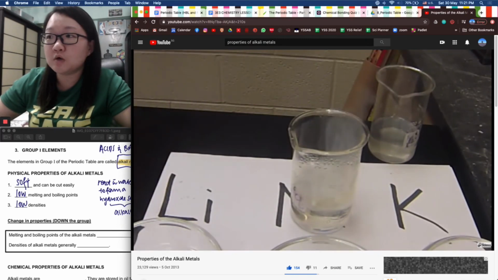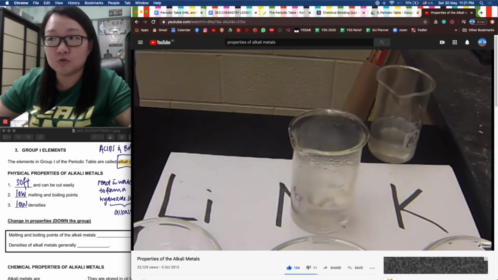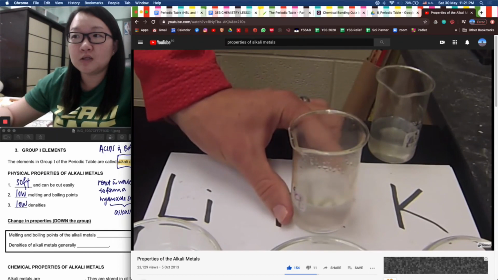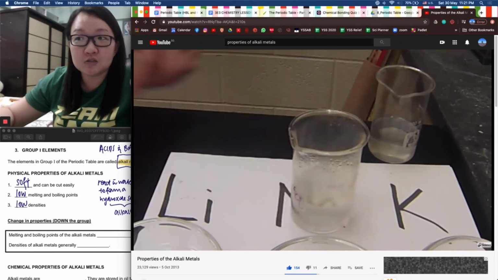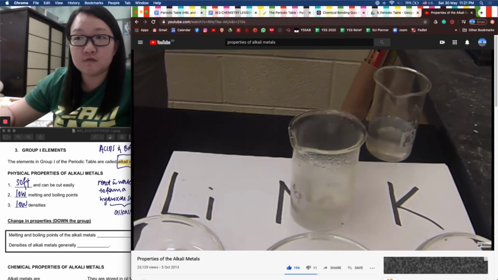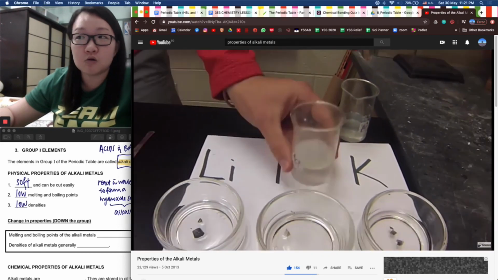Now let's look at sodium. Sodium is one element below lithium in group 1. Notice that now the reaction is a lot faster compared to that of lithium. Now when he touches the beaker, he cannot put his fingers there for long, because sodium is more reactive than lithium. It also generates more heat in the reaction.